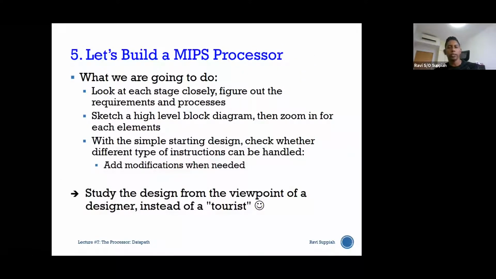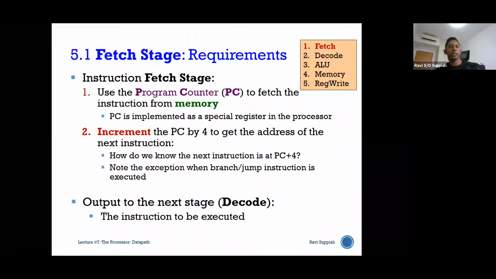Now let's go through each stage, step by step, and try to understand what is happening. So the first stage is what you call the instruction fetch stage, where you are fetching from the memory. The information on where to fetch the instruction from is inside this register called the program counter. This register, the program counter, basically points to where I want to fetch the instruction from.